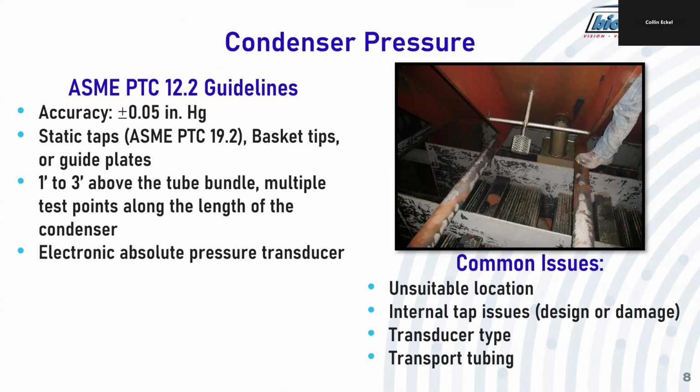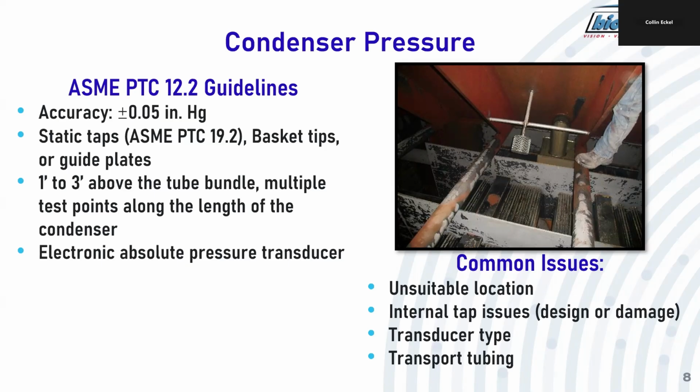The next measurement we'll look at is the condenser pressure. And this is the one parameter with the largest impacts on the performance calculations. PTC 12.2 states an actual requirement of 0.05 inches of mercury. Several styles of taps are recommended with the caveat that they are designed and implemented properly. And these are basket tips, guide plates, and static taps. Also extremely important is that these measurements be made between 1 and 3 feet above the tube bundle.